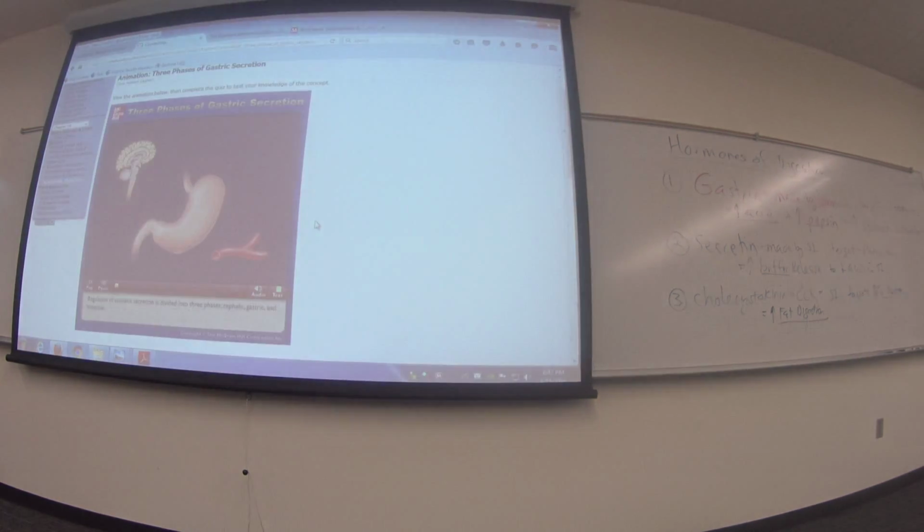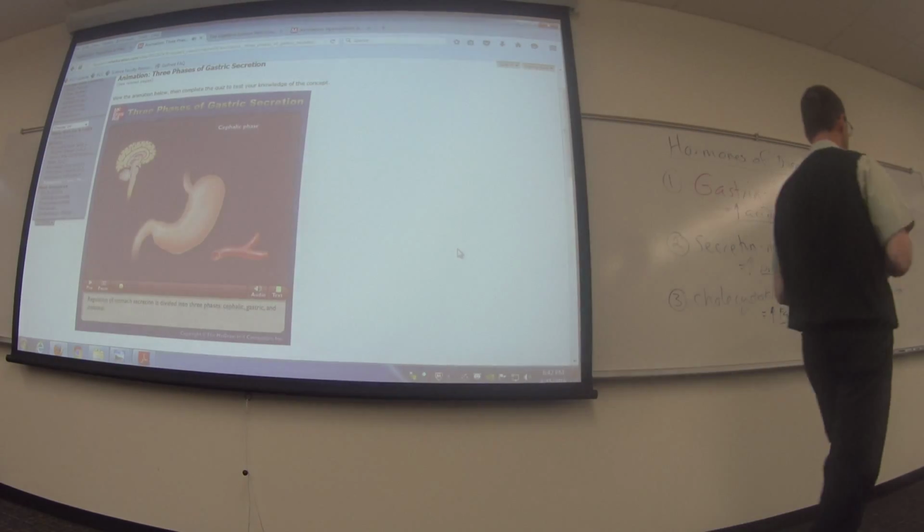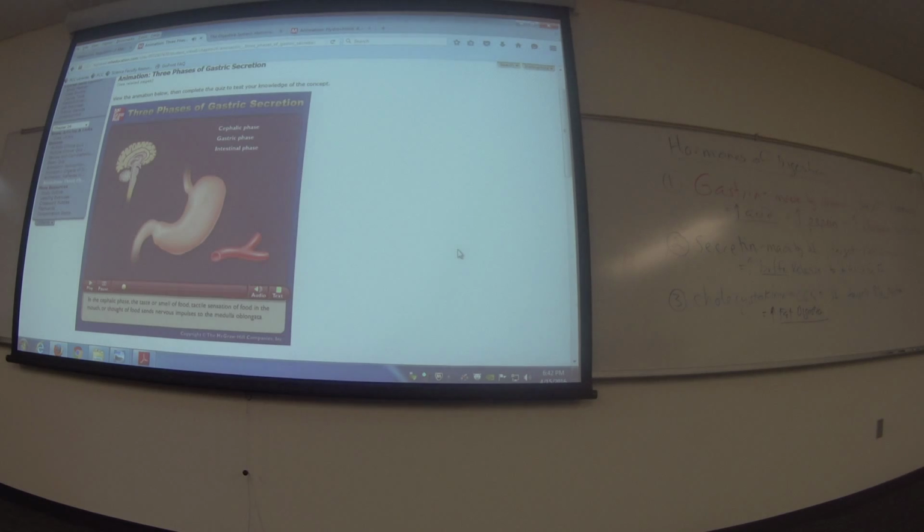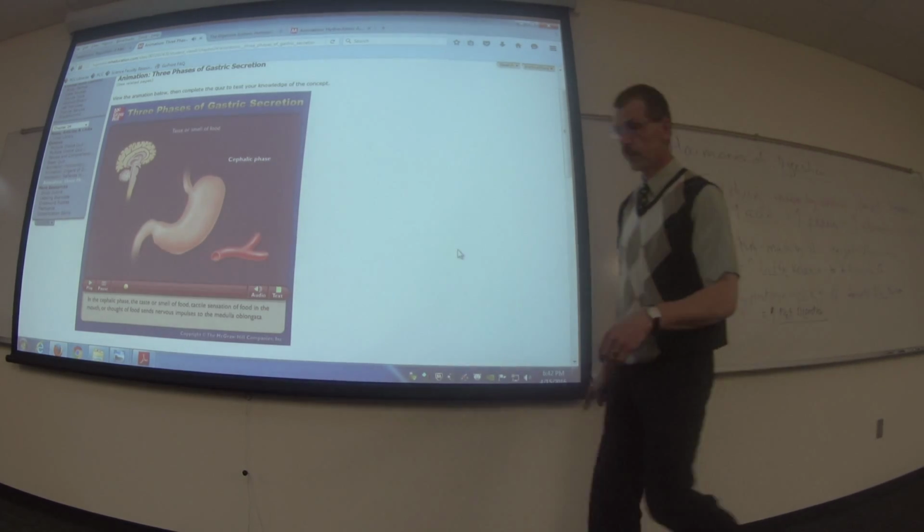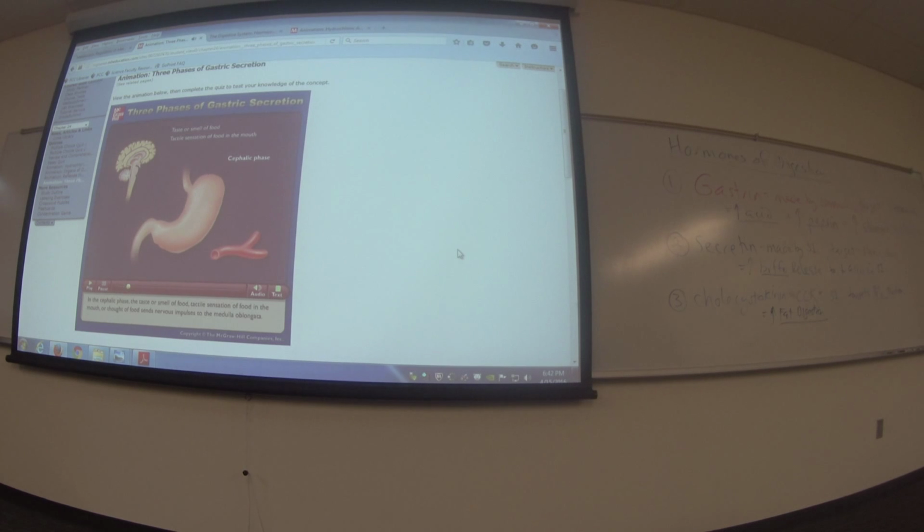So to show you I'm not making this up much, let me show you this one here. So they call them the phases in this animation. Regulation of stomach secretion is divided into 3 phases: cephalic, gastric, and intestinal. In the cephalic phase, the taste or smell of food, tactile sensation of food in the mouth, or thought of food sends nervous impulses to the medulla oblongata. These impulses cause parasympathetic neurons via the vagus nerves to stimulate secretion of hydrochloric acid and pepsin in the stomach.